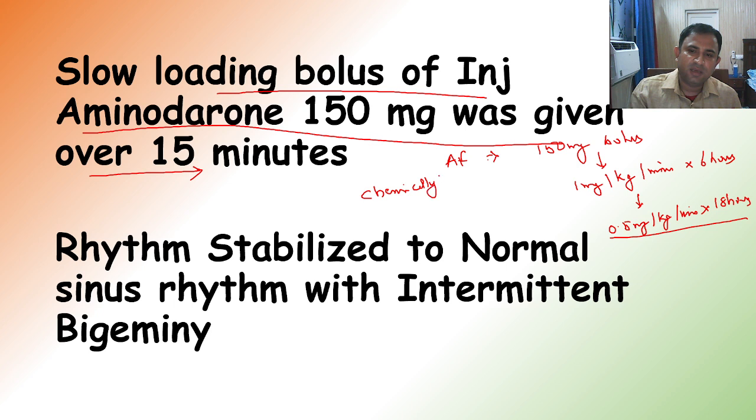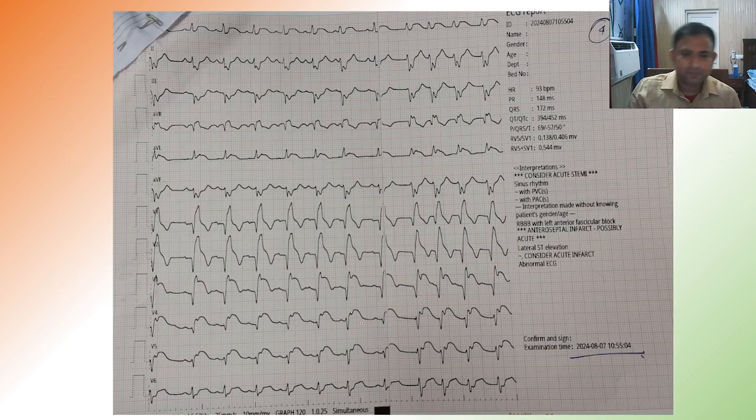an AF. But here my main intention was that it should not deteriorate into a further lethal kind of rhythm, and with this bolus itself the rhythm stabilized to normal sinus rhythm with intermittent bigeminy. If you see, the majority of the QRS complexes have a P wave, except over here, there are ventricular bigeminy and trigeminy type patterns. Apart from this, majority of the rhythm had already stabilized.